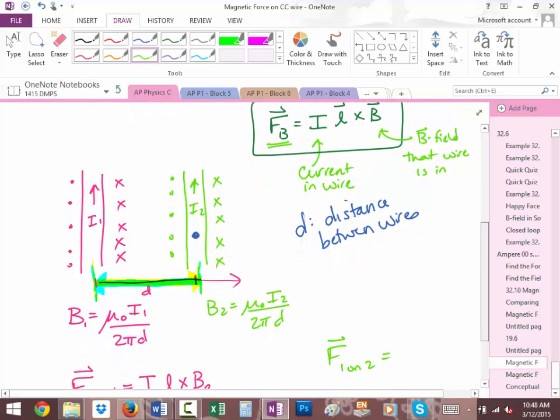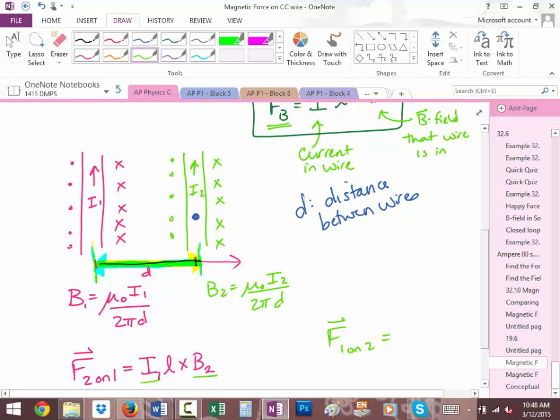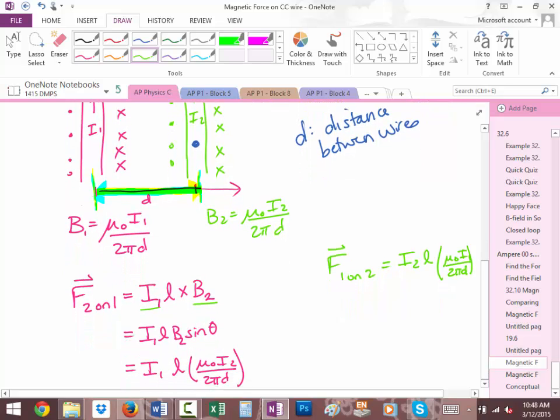Did you come up with an expression for 1 on 2? Yeah. I2 L mu naught over 2 pi d, times I1. And what do you notice about those two forces? They're equal. They're equal in magnitude, aren't they? The currents don't have to be the same because you're just multiplying them together. You've got one here and one here, right? So the currents don't have to be the same, the forces are the same. Does that surprise you?